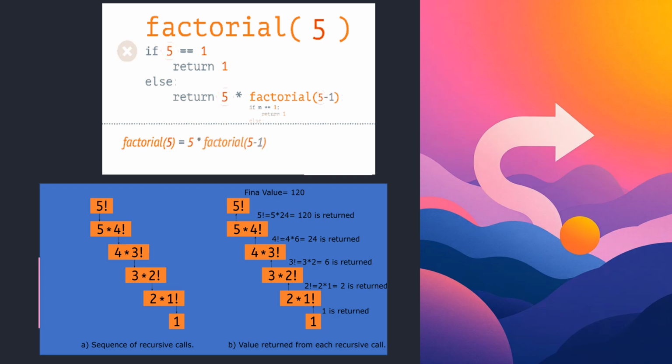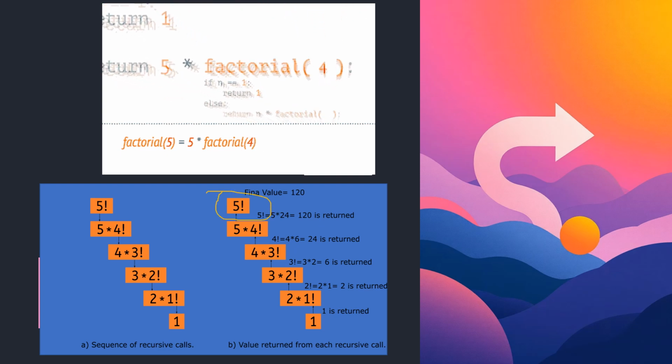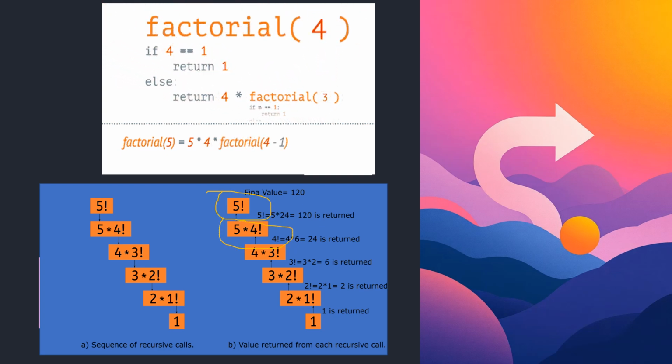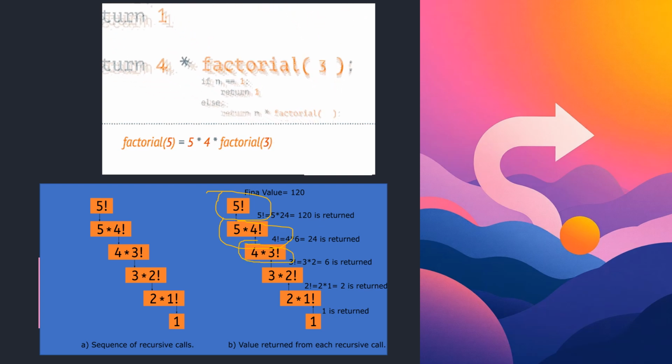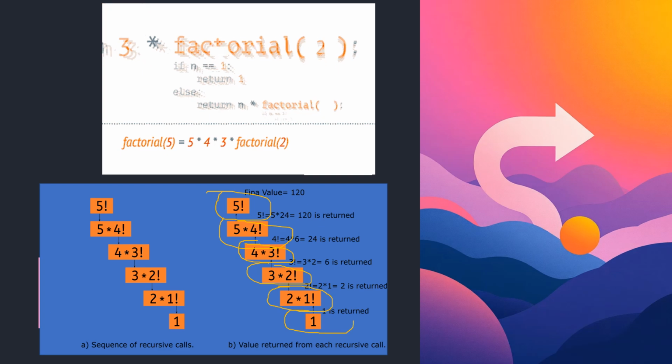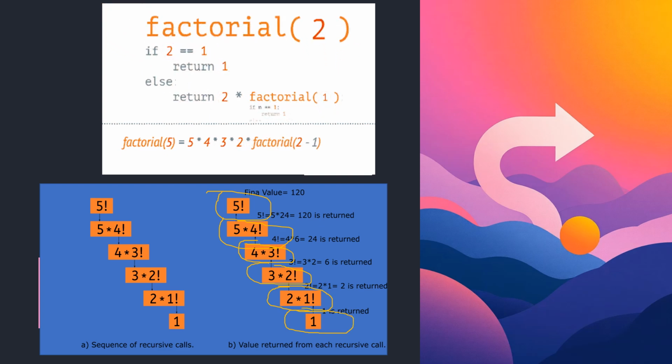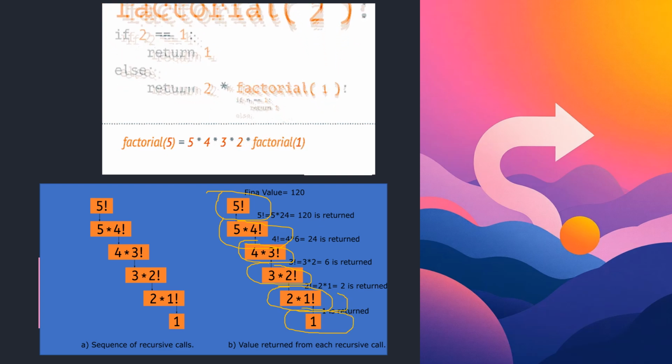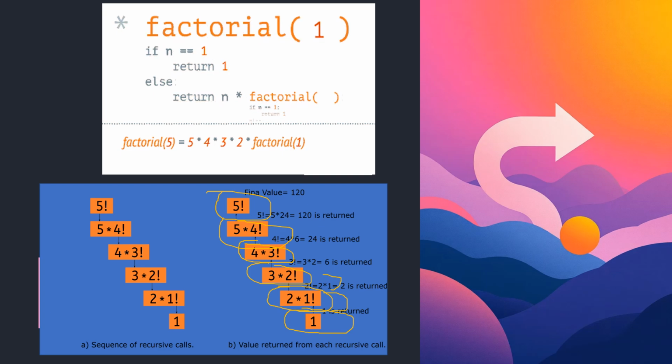As you can see in the example below, 5 factorial is calling 5 into 4 factorial. The 4 factorial again is calling 4 into 3 factorial. Then 3 into 2 factorial, 2 into 1 factorial. When we reach our base case, it returns 1. Then recursively the result goes back one by one, and at the last, finally we get the answer 120.